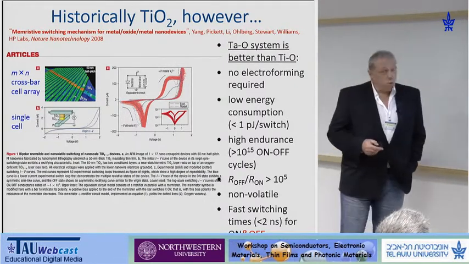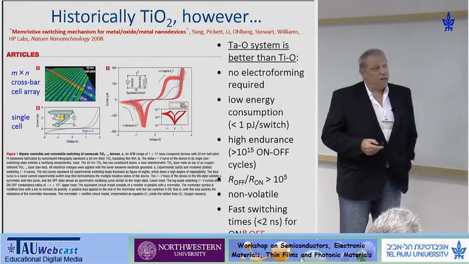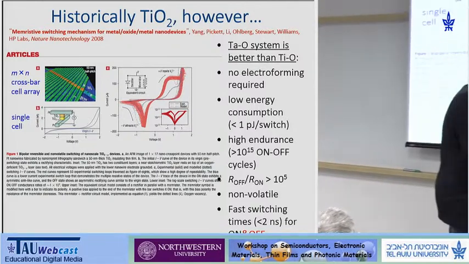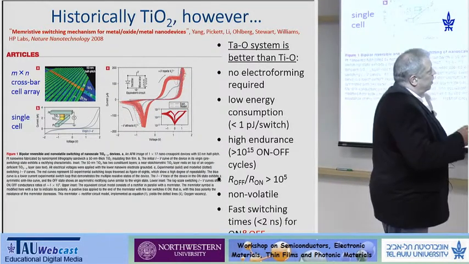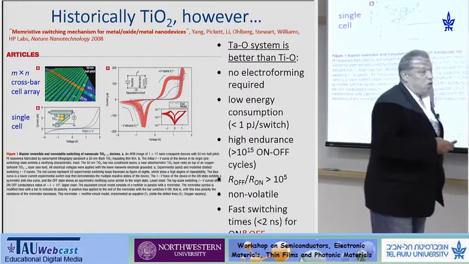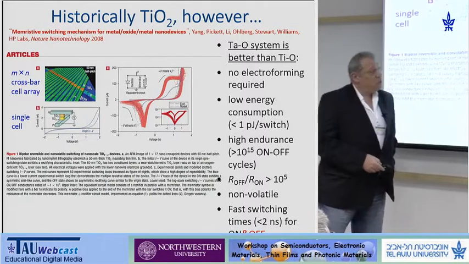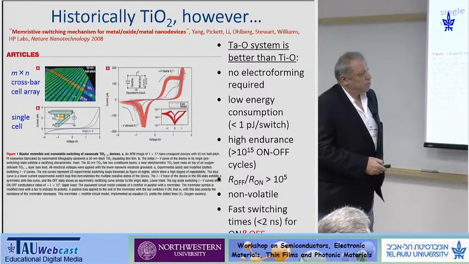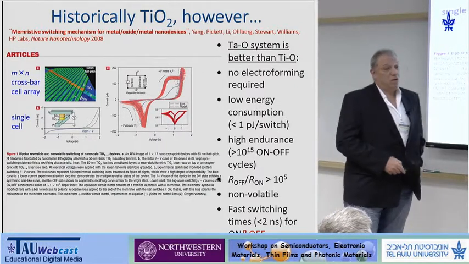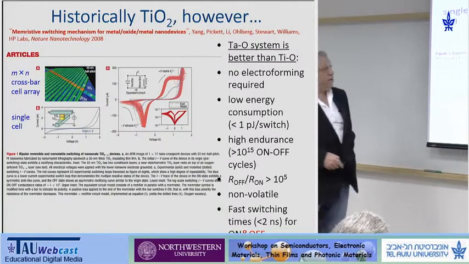Later on, it was found that actually tantalum oxide is way better in terms of performance than titanium oxide. And that includes pretty much everything. Here we require electroforming first, which is undesirable. In tantalum oxide, almost no electroforming is required. The consumption of energy is extremely low. The switching speed is extremely high. We're talking about less than 2 nanoseconds for both on and off state, which is not characteristic for titanium oxide.